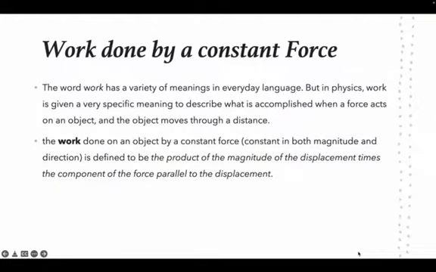So, in physics, we define work as the product of the magnitude of the displacement times the component of the force parallel to that displacement. So, what does this mean? It means that in order for work to happen, a force needs to act on an object, and that object needs to move due to that force. Okay? So the work done by a force is equal to the product of the magnitude of the displacement times the component parallel to the displacement.